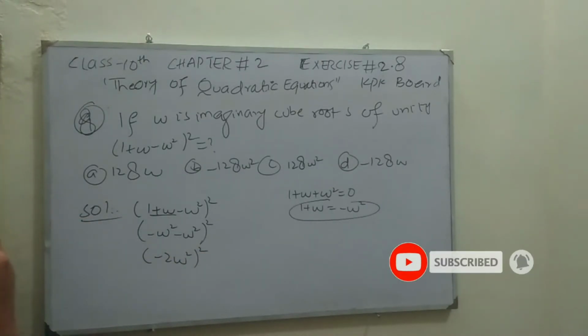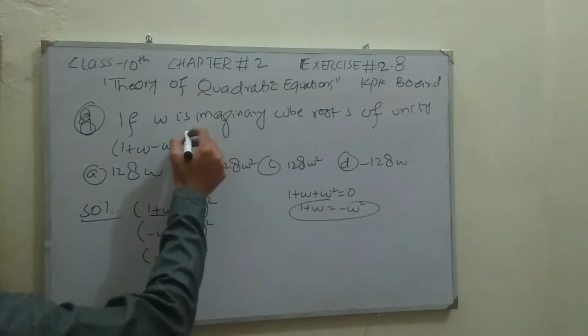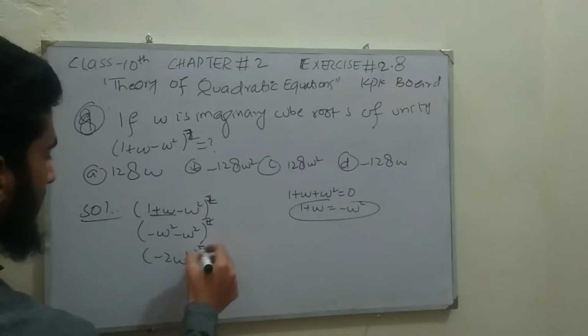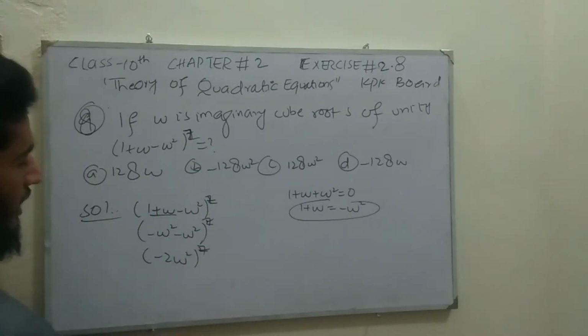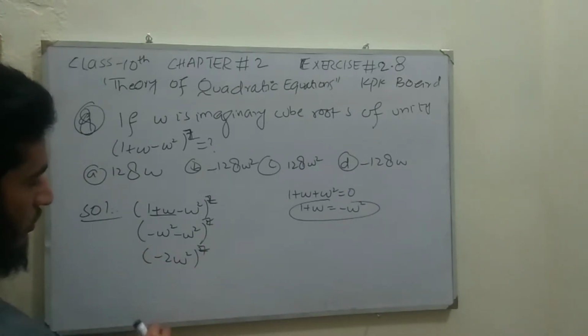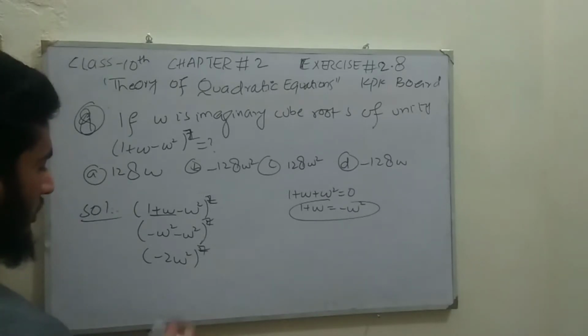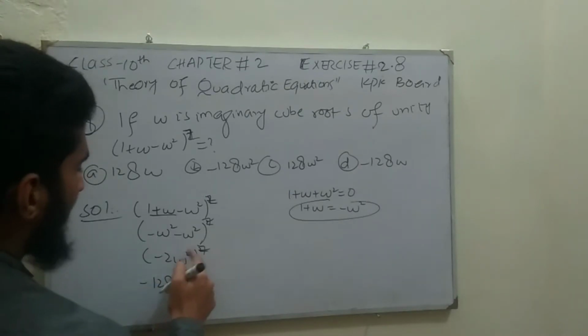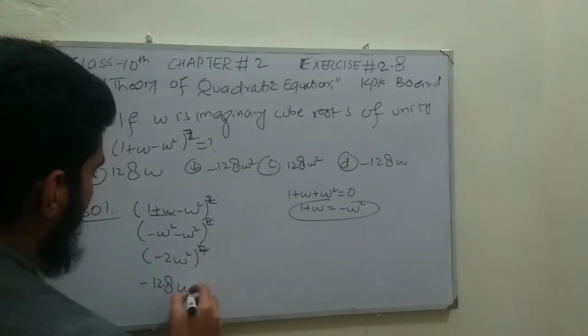1 plus omega minus omega square. This is actually power 7. This is not 2, this is 7. So minus 2 power 7. Remember, when the power is odd and in the brackets the sign is negative, the answer will always be negative. So 2 power 7 becomes minus 128. Omega square power 7 gives us omega power 14.